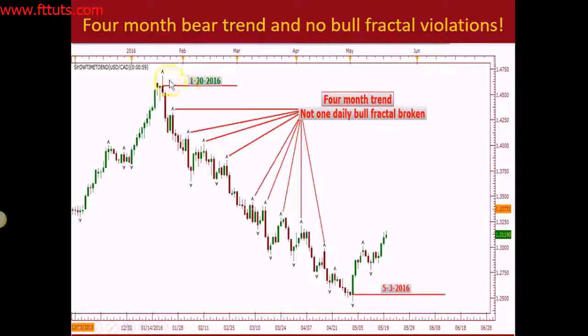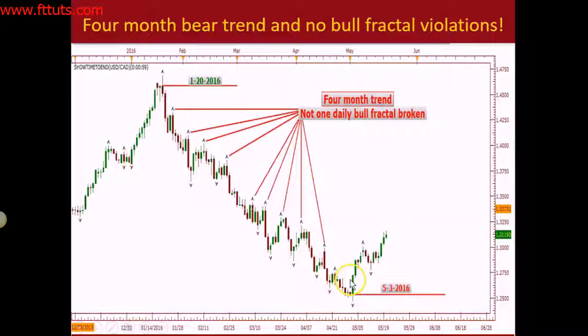All right, this trend started with a bull fractal and ended with a bear fractal. I'm sorry, I'm messing up for you guys, but basically you understand what I'm showing you here. Once again, so I can make sure there's no confusion here.